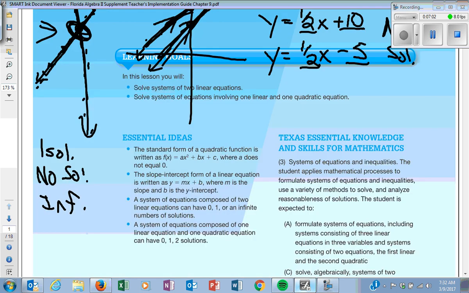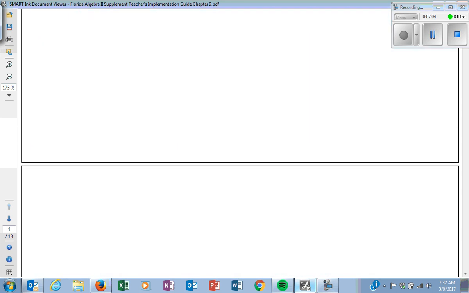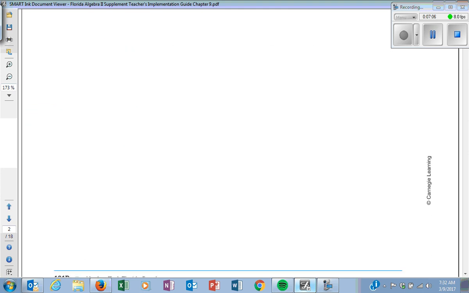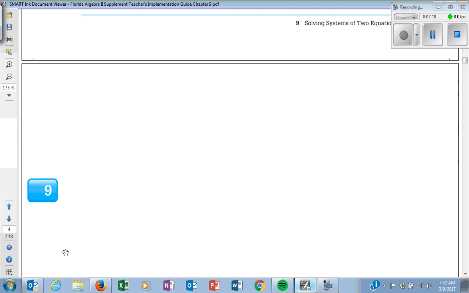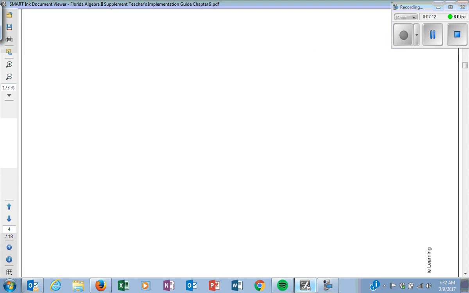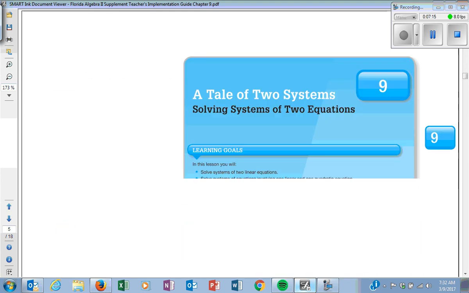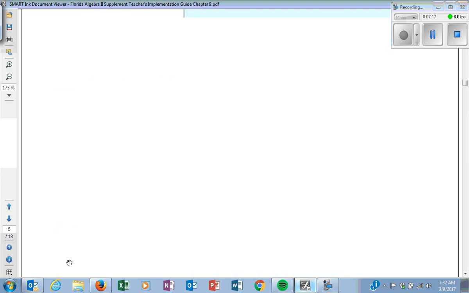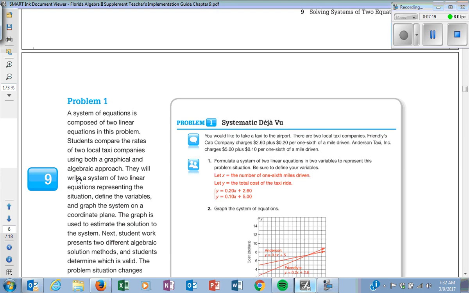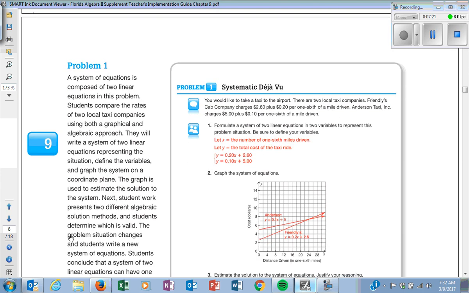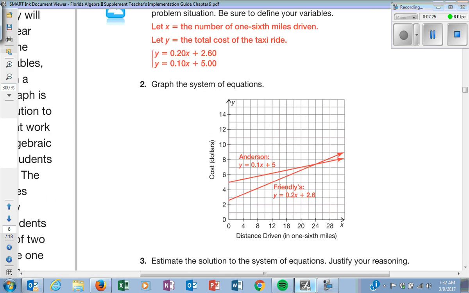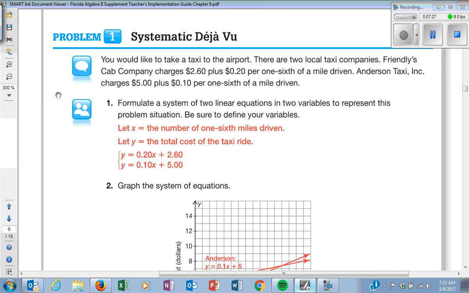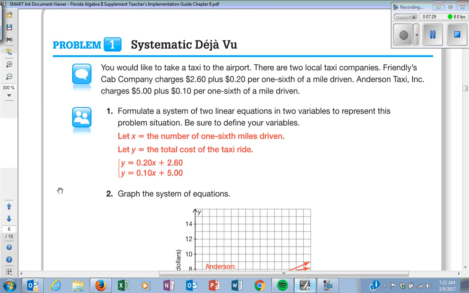All right, so now we're going to apply this to some other stuff. We've learned some more stuff. We've learned about quadratics. All right, so one way to do this, which is the worst way, just so you know, is by doing it by graphing.